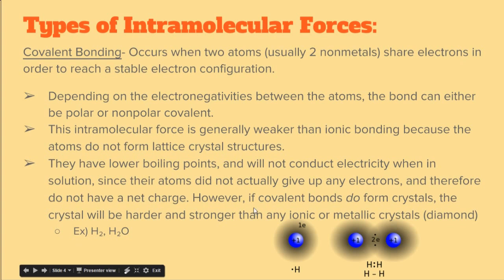If covalent bonds do form crystals, lattice crystals, which isn't often, the crystal will be harder and stronger than any ionic or metallic crystals. So a perfect example is carbon forming diamonds. It's one of the strongest materials on Earth. So example of a nonpolar covalent bond would be H2. An example of a polar covalent bond will be H2O.